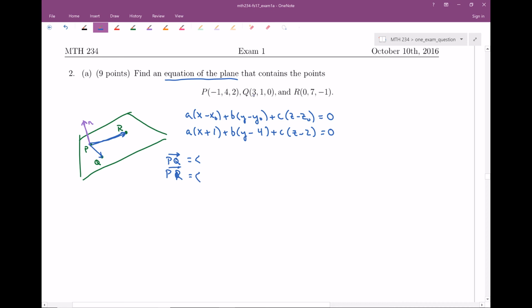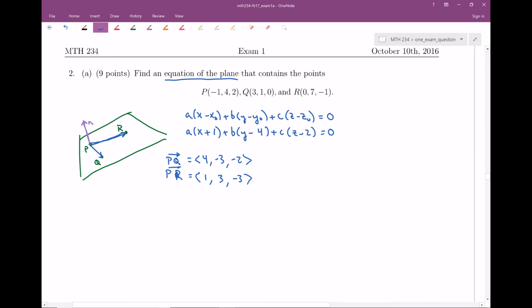I start at -1 and I end at 3. How many steps did I take? Hopefully 4. I start at 4 and I end at 1. I took -3 steps. I start at 2 and I end at 0. I took -2 steps. All right, how about PR? I start at -1 and I end at 0. I must have taken 1 step. I start at 4 and I end at 7. I must have taken 3 steps. I start at 2 and I end at -1. I must have taken -3 steps.